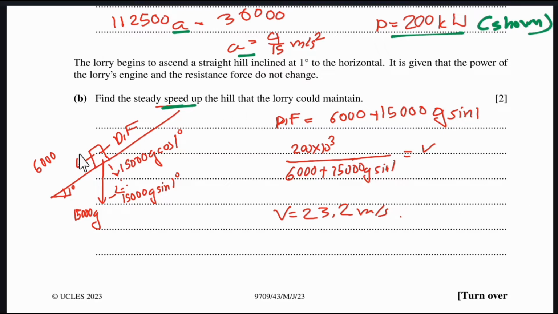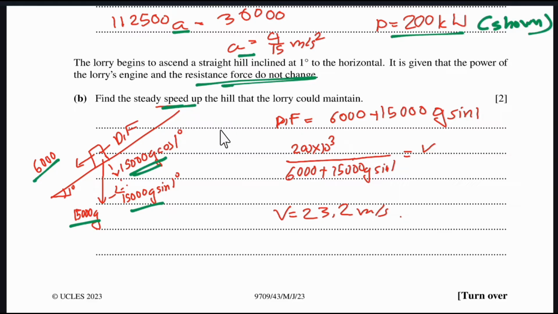As it moves up the hill, its weight is acting vertically downwards, and for its weight we need to find its horizontal and vertical components of force. The angle is 1 degree, and the resistive force does not change, and we know that the resistive force is 600 Newton. So we need to find the steady speed.